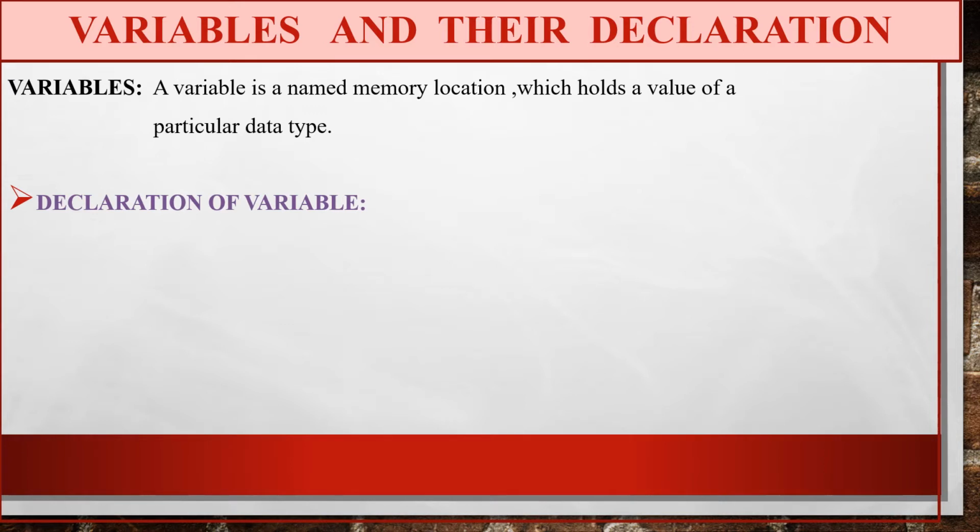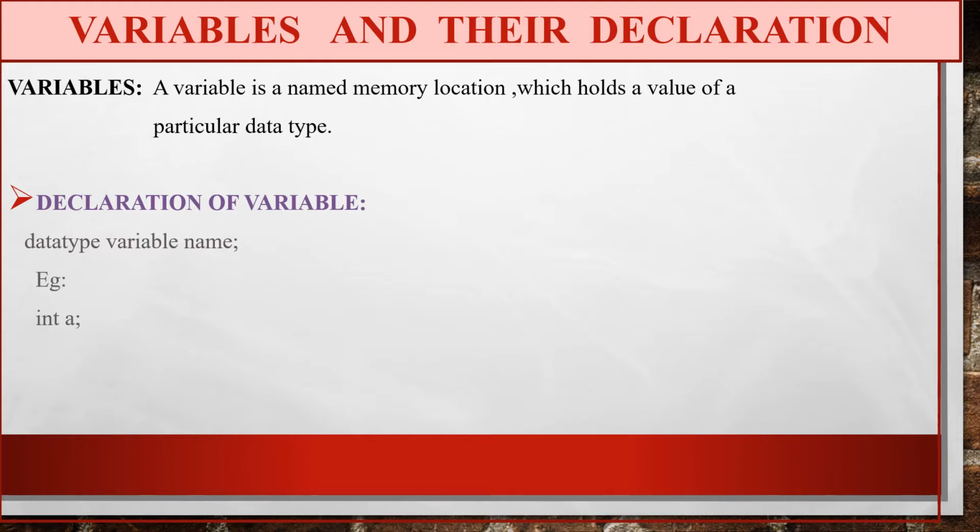First of all, the declaration of a variable. The syntax for declaration of a variable is data type and then variable name. That means you first have to specify the data type. You choose the data type according to the value which you want to store in the variable, and then you write the name of the variable after the data type. This name of the variable is an identifier. That means you can choose any name of your own choice, following certain rules of the identifier.